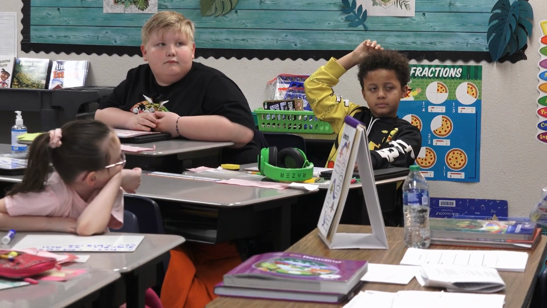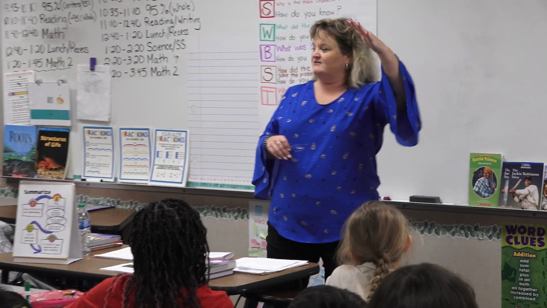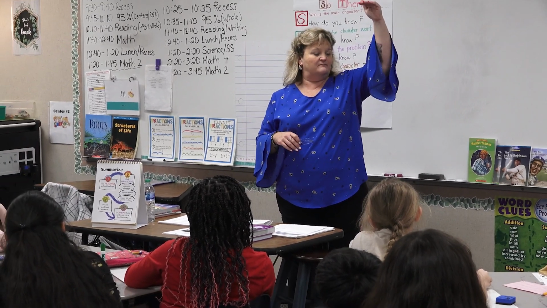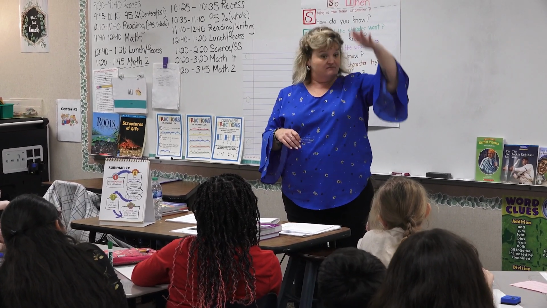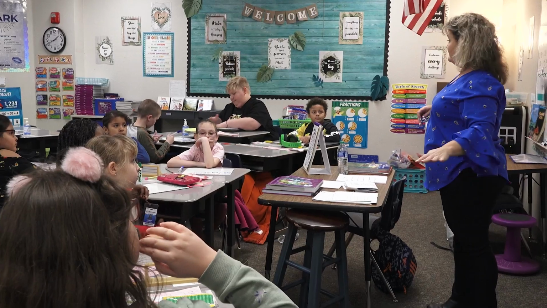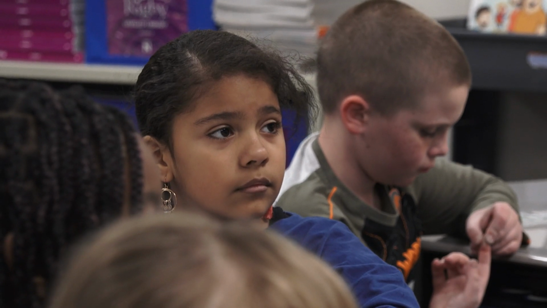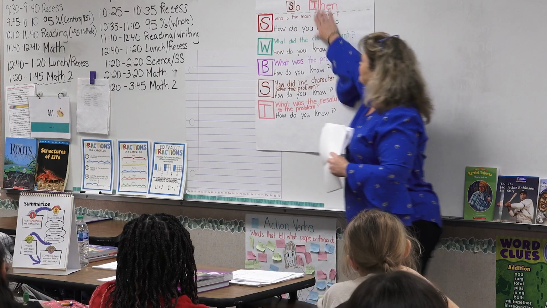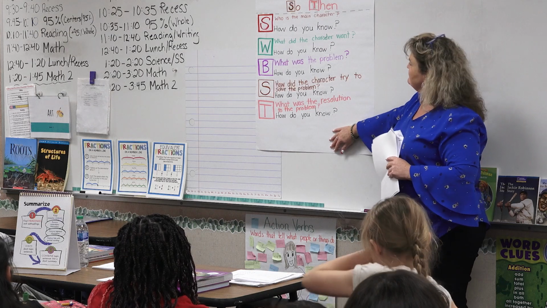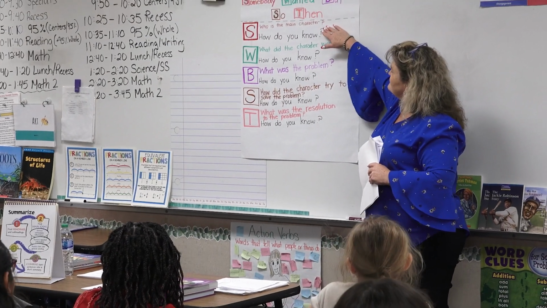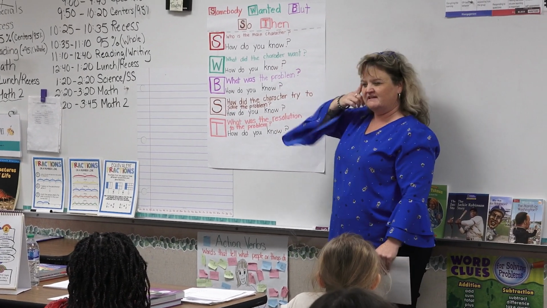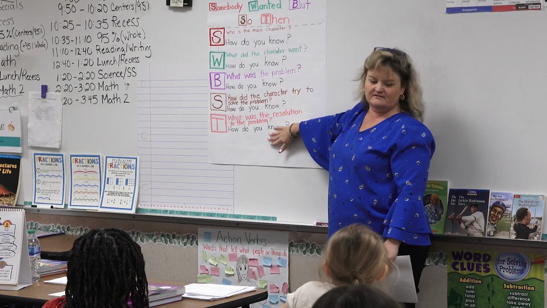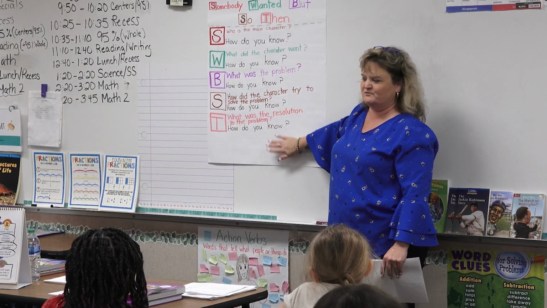And summarizing is you're going to have 3 or 4 steps going from the beginning of our story, the middle of our story, and then the end of our story. We don't want every single detail. So as I'm reading, we've got our somebody wanted, but so then. So you're thinking to yourself, as I'm listening to Ms. Malone, what might I be able to put in here?